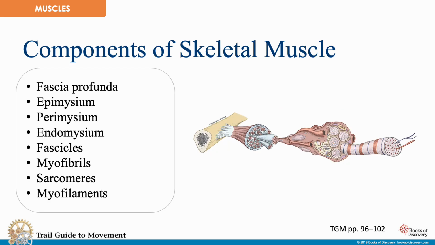This is an overview of components of the skeletal muscles. This slide shows the hierarchy of muscle structure from the outside in. We move from fascia to muscle coverings to bundles to microscopic structures. Think of it like zooming in with a camera. Each layer gets smaller but more specific.